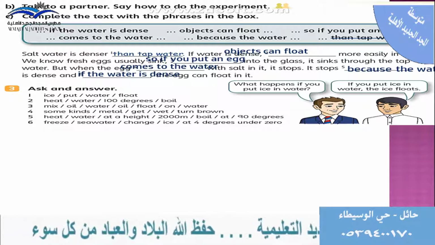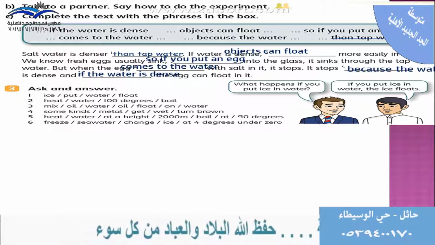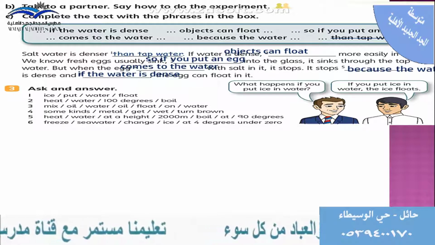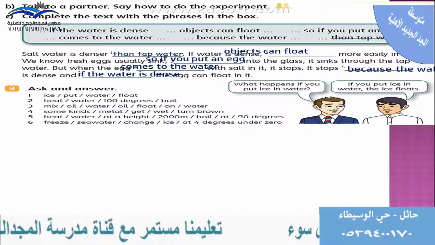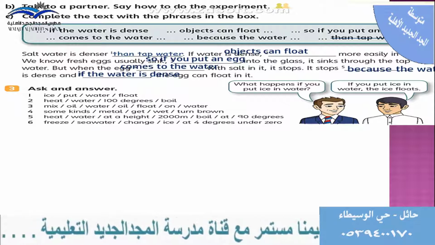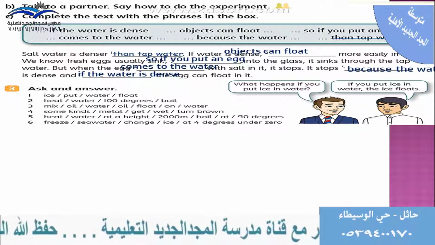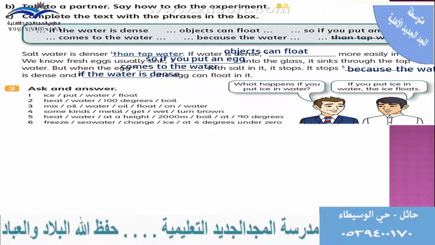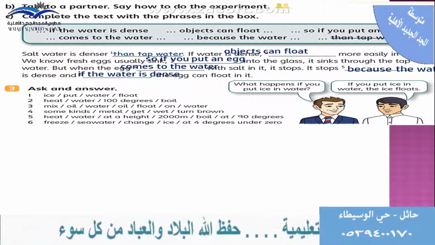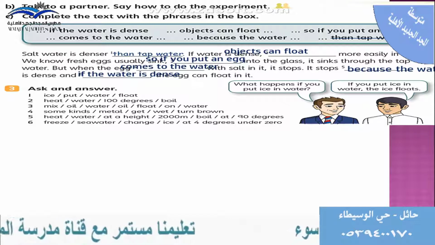Number 3, ask and answer questions. After explaining the if condition, we are going to ask a question about if by using "what happens". What happens? ماذا يحدث? If you put ice in water. So the first part is present simple, if, followed by present simple. The answer: if you put ice in water, the ice floats.